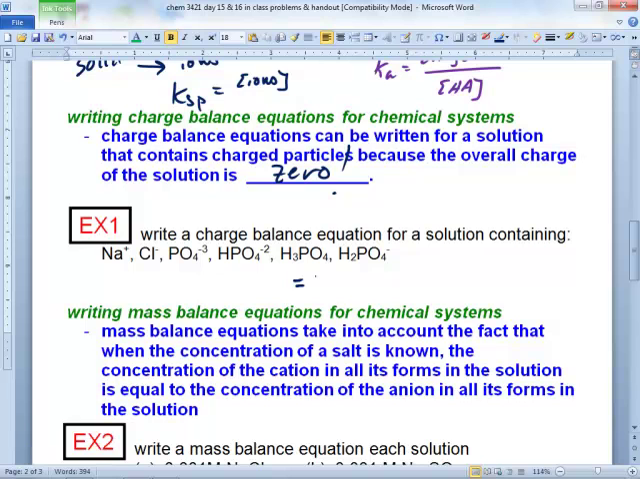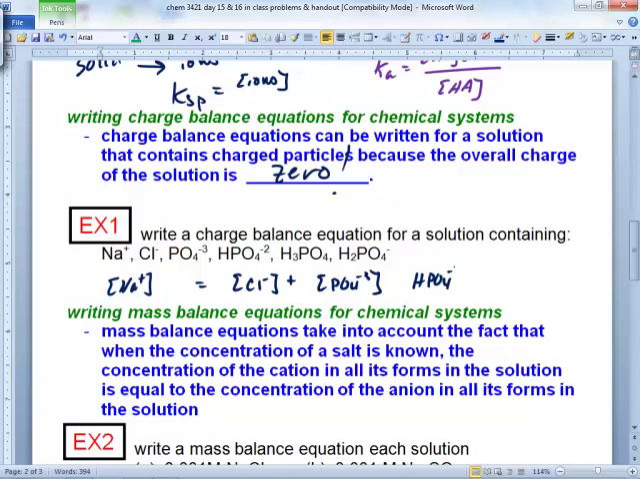Let's write all the cations on one side. So we have Na+. What's another cation? Is that my only one? That's my only one. Okay, well, that was easy. Okay, all the anions on the other side. So list them all out. Chlorine, phosphate, there's that HPO4 2- thing, and I have H2PO4 minus.